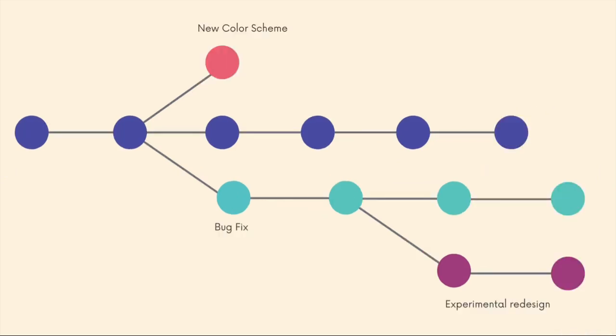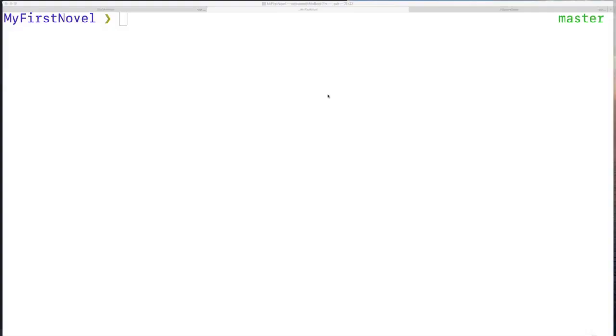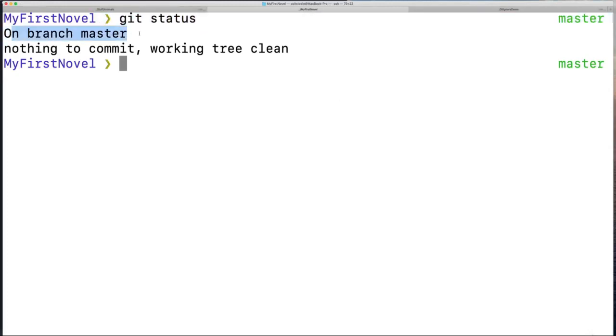So even though we haven't really used the term branch, we haven't made branches or referenced them in any way, in Git, you are always working on a branch. And we've seen evidence of this. You've hopefully seen this before: on branch master, nothing to commit. Or it may not say nothing to commit, but on branch master something. So in any repository, here's my first novel. If I type git status, here we are, on branch master.